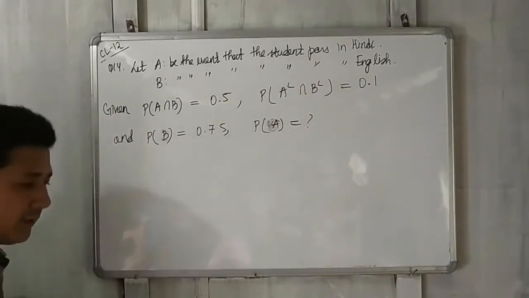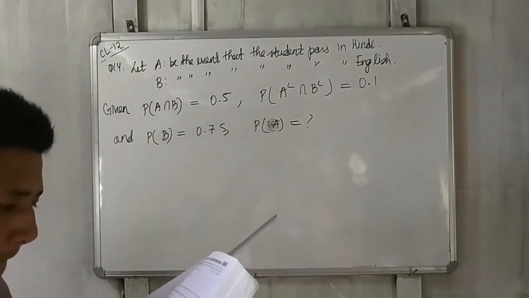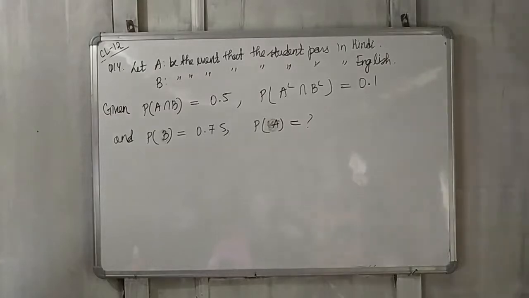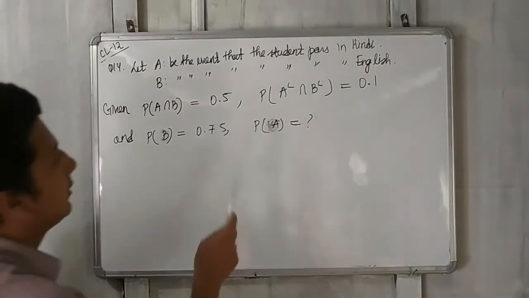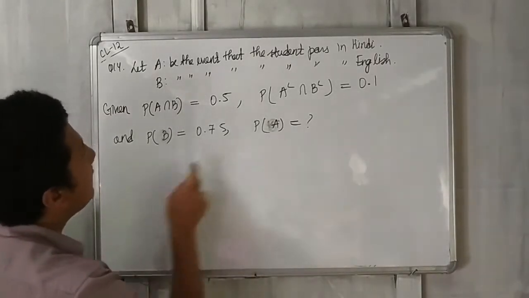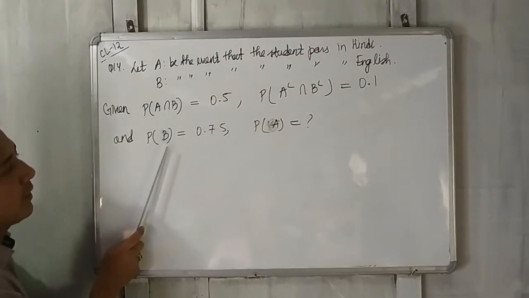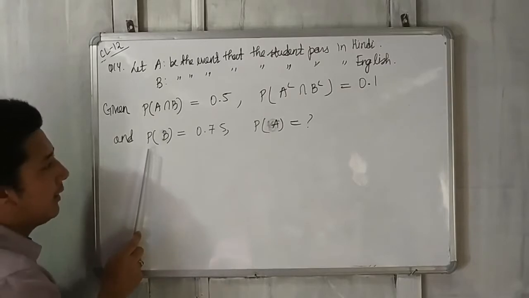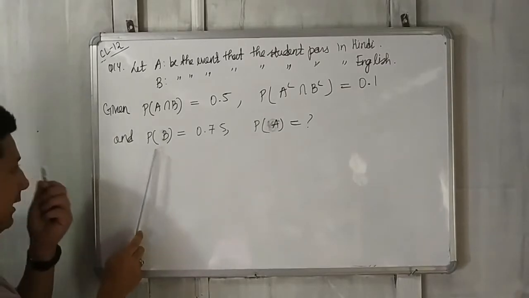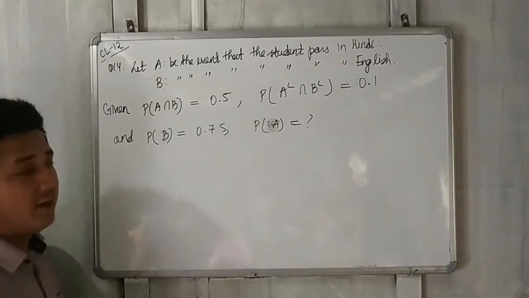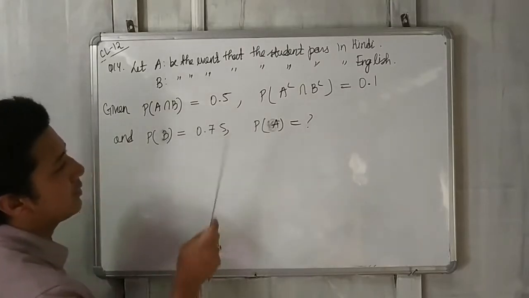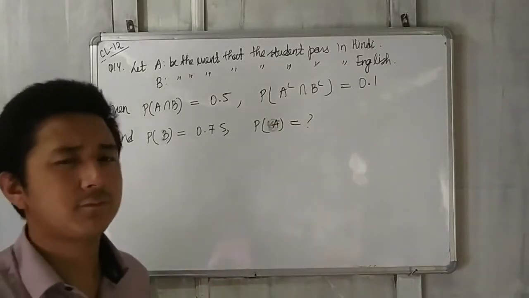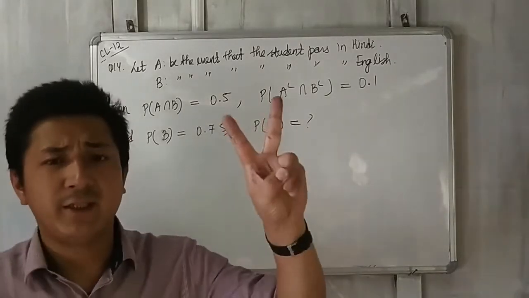Remember that. Another thing given to us is the probability of passing in English is 0.75. Which is my event for English? B. Probability of B means the student passes in English. If the probability of passing in English is 0.75, then what is the probability that the student passes in Hindi? We need to find that. Are we clear with the question? Once again I repeat, two subjects, Hindi and English.